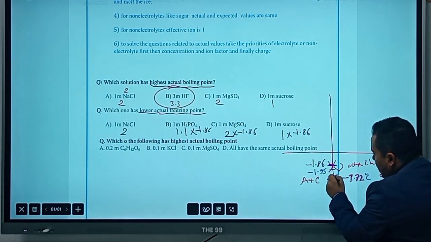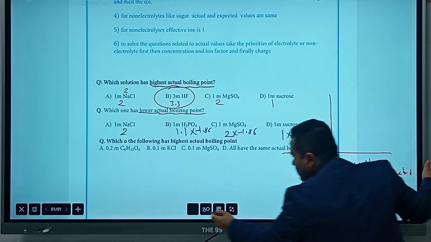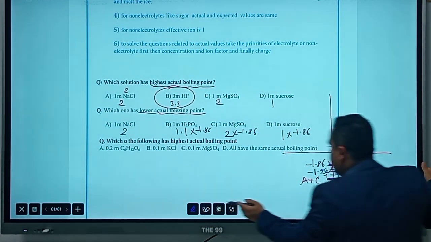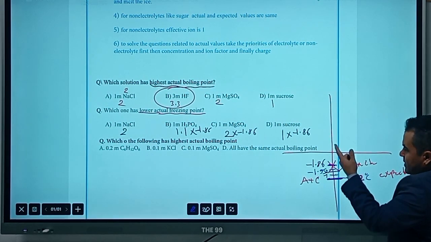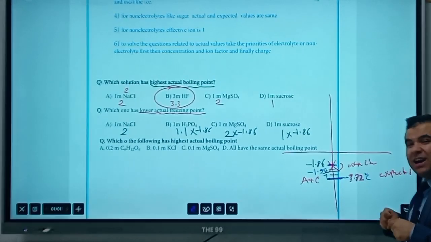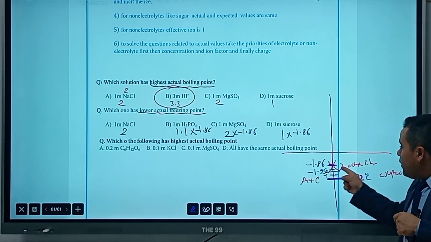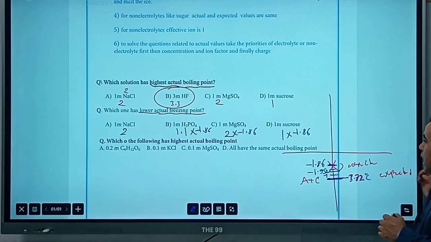So, suppose we have two lines here, the first and the second. Which one do you prefer, guys, for the NaCl, and which one for the MgSO4? Of course, the one that's closer to the expected value must be for NaCl because it has lower charge. The one which is farther from the expected must be for MgSO4.